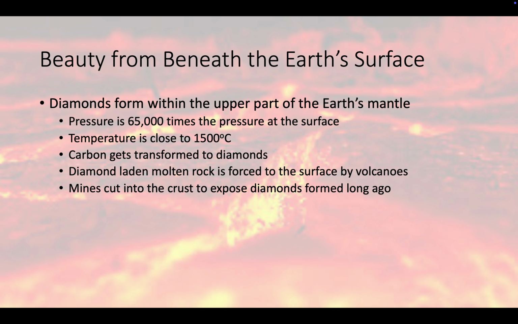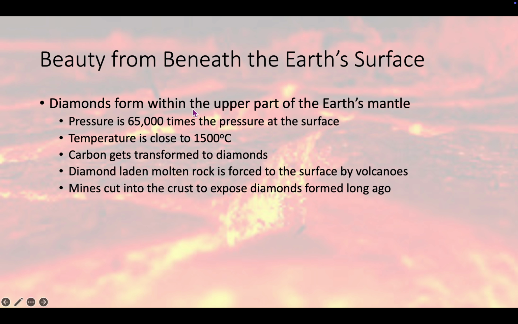Another thing with the Earth's surface, we can get diamonds from the upper part of the Earth's mantle. Diamonds only form when there is a huge amount of pressure. Pressure has to be 65,000 times the pressure at the Earth's surface. Temperature has to be close to 1500 degrees Celsius. Carbon can get transformed into diamonds, and diamond-laden molten rock is forced to the surface by volcanoes. So that's how we can get access to it, because otherwise it's way below ground.